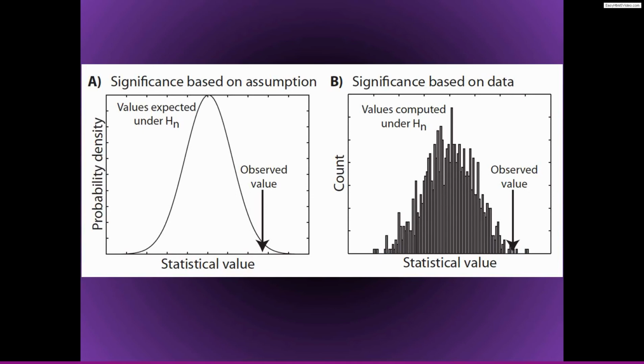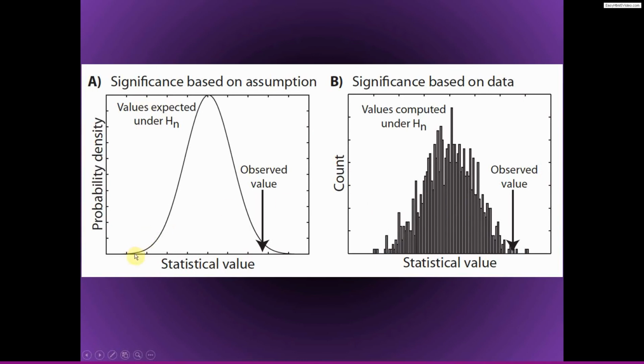This slide illustrates the key difference between parametric and non-parametric statistics. In both cases, you have your observed value, so this would be a t-value or a correlation coefficient or whatever is the statistic value, your signal-to-noise ratio, that you observe in the actual data. So of course that would be identical whether you're using a parametric or non-parametric test.